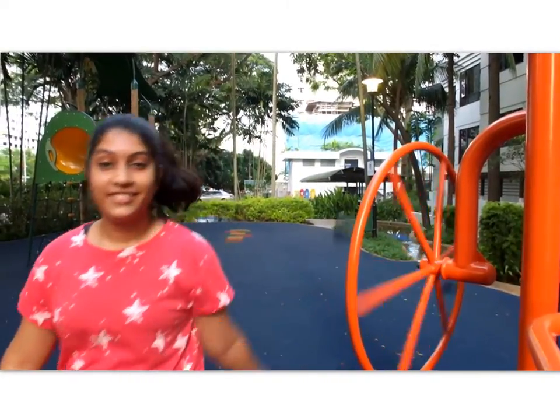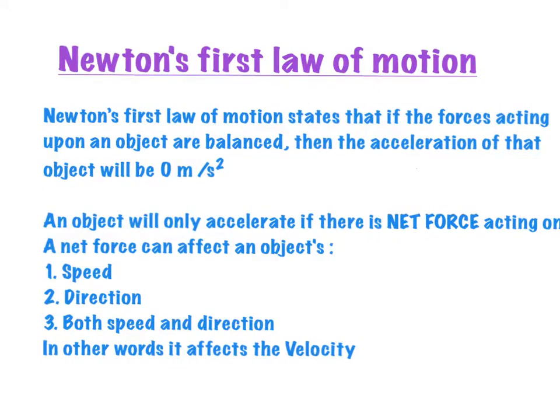In order to understand the forces that act on you while skydiving, we first have to refresh our memories on Newton's first law of motion and Newton's second law of motion. Newton's first law of motion states that if the forces acting upon an object are balanced, then the acceleration of the object will be 0 meters per second squared. This can mean two things, either that the object is at rest or it's moving with a constant velocity. The net force can affect the speed, direction, or both speed and direction of the object. In other words, it affects the velocity of the object.